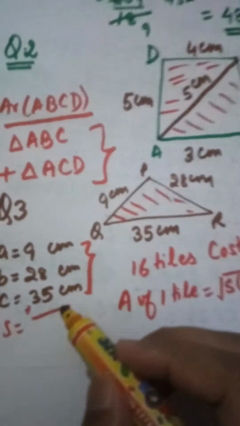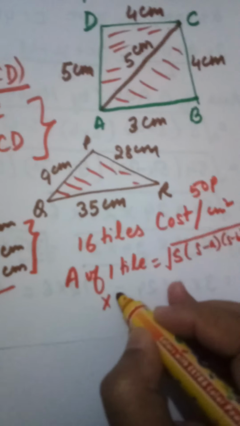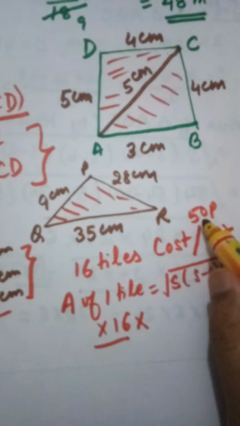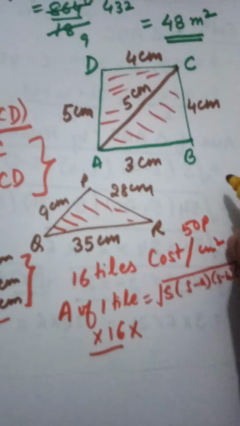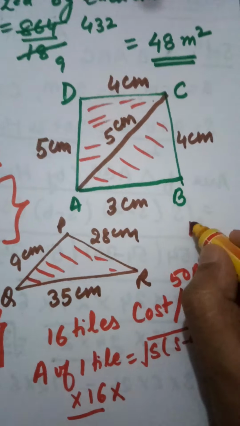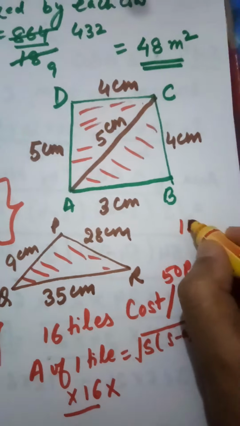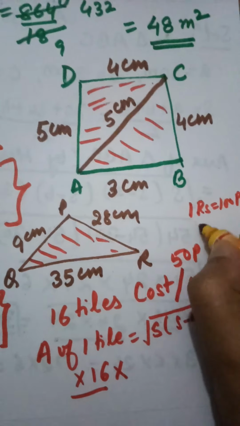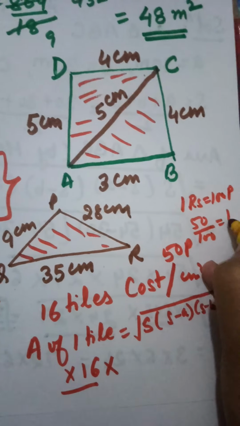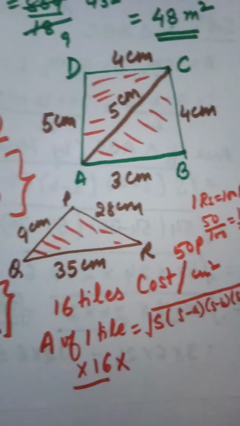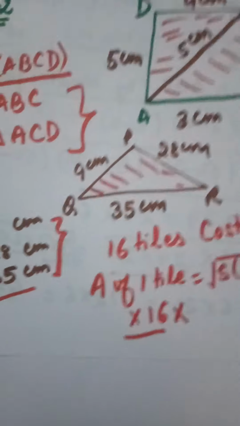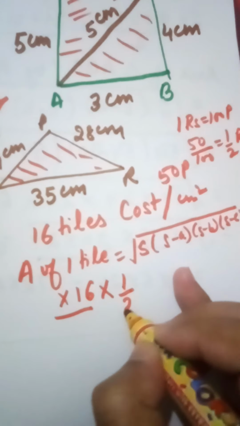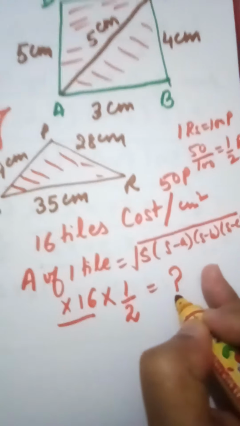So we are going to obtain the area of one tile, then multiply this area by 16. Whatever answer comes, since the cost was 50 paise, you can change it into rupees as 1 rupee is equal to 100 paise. So 50 paise will be equal to 50 upon 100, that is half rupees. So whatever the area of one tile comes, multiply by 16 and then multiply further by the cost, half, and that will be in rupees.